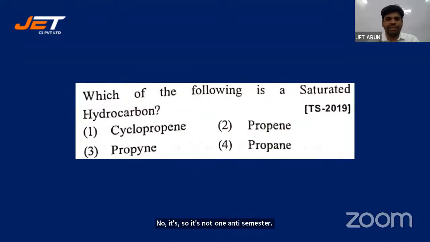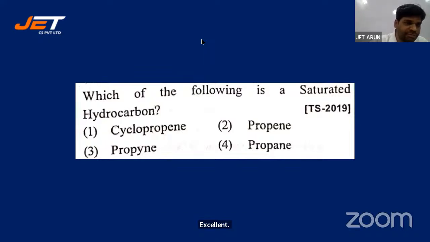All right, let's go for the next one. Which of the following is a saturated hydrocarbon? Cyclopropene, propene, propyne, propane. Saturated hydrocarbon, students. Excellent, Riya. Yes, Rajeshwari, Vaishnavi, excellent, Shashank. Saivardhan.